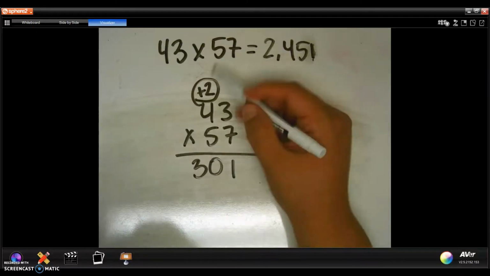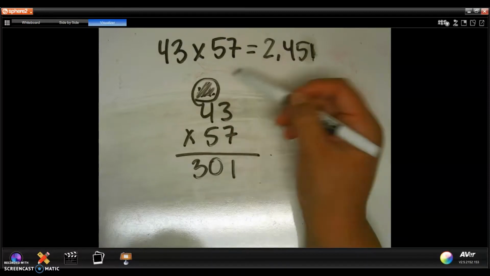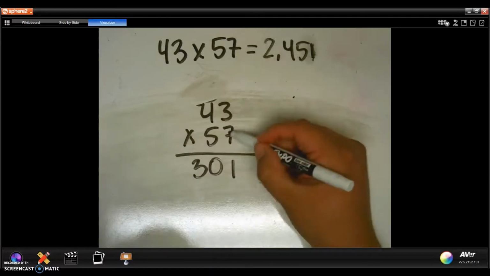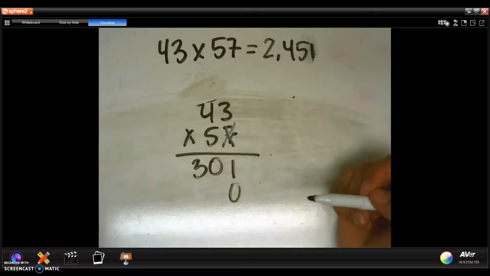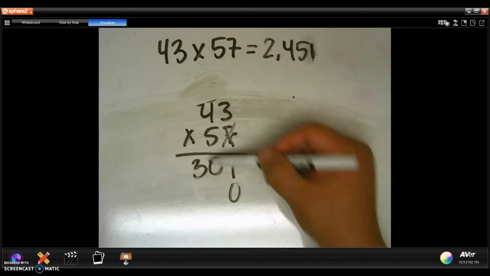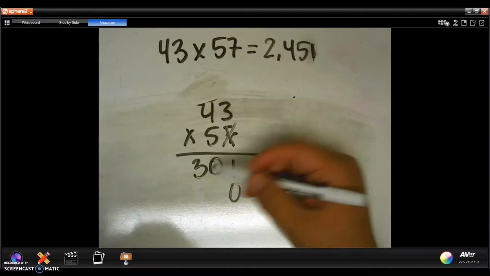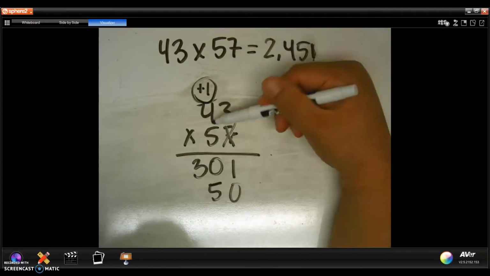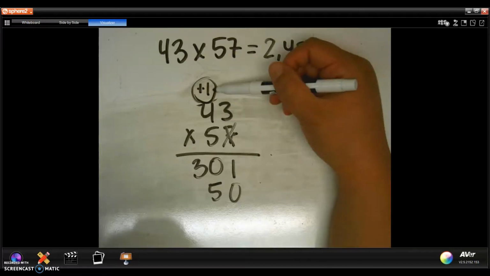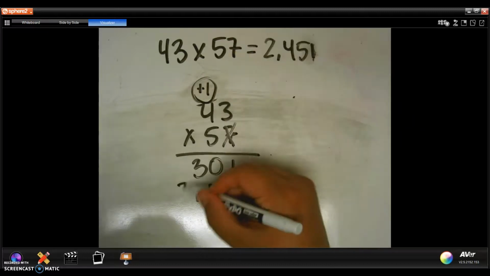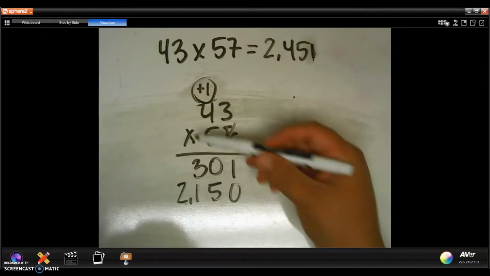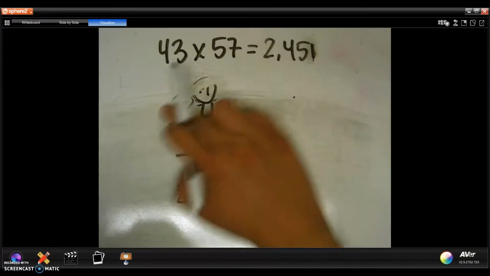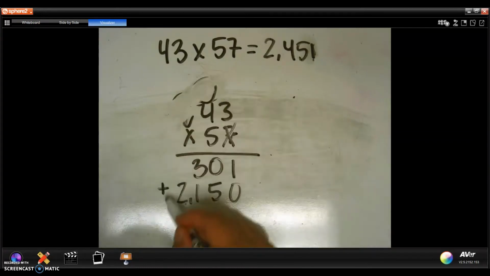If I had a piece of paper and I was doing this, I would scratch out my 2. But since I'm using a whiteboard, I'm just going to erase it because I'm already done. 7 leaves the party, 0 the hero comes in. 5 times 3 is 15, so I'm going to drop the 5, carry the 1. 5 times 4 is 20, plus 1 more is going to be 21. Once again, I can drop my 2 because I would just have to bring it over here, but there's nothing there. Okay? I add these together.